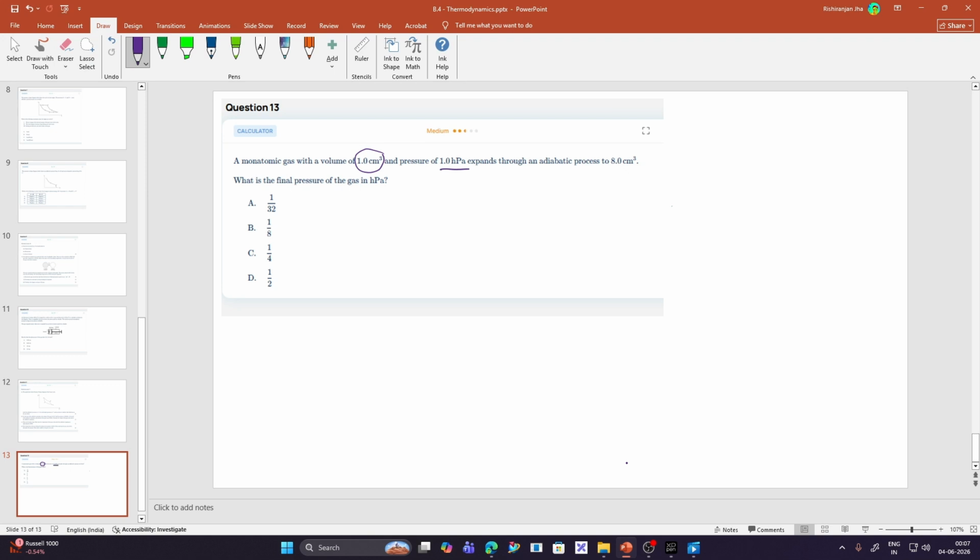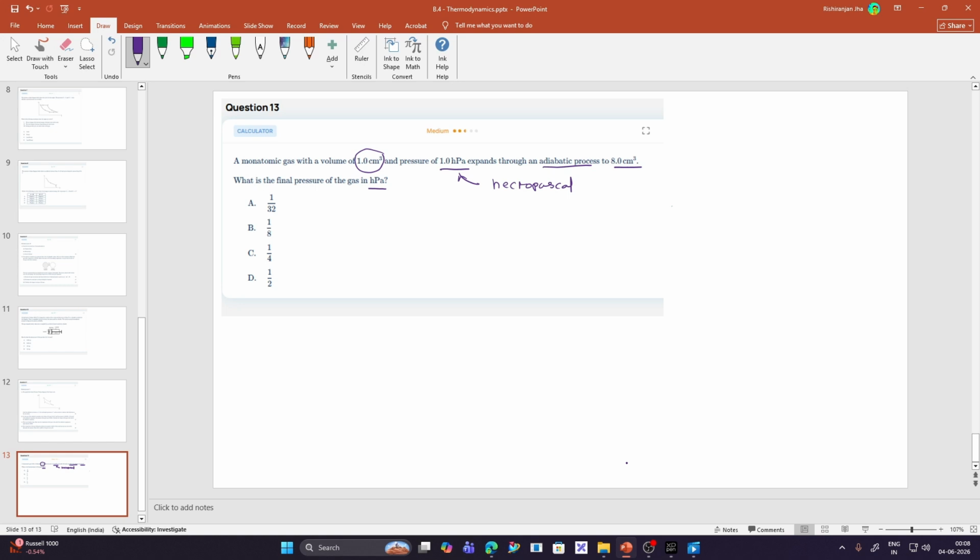Now you must be wondering what is HPa. HPa means hectopascal, which expands through an adiabatic process to 8 centimeter cube. We have to find the final pressure of the gas in hectopascal.